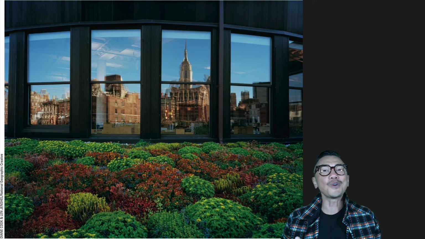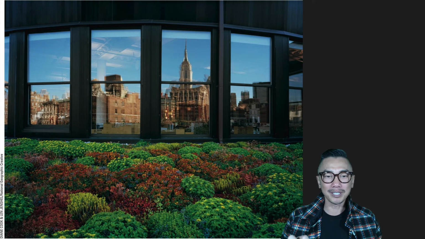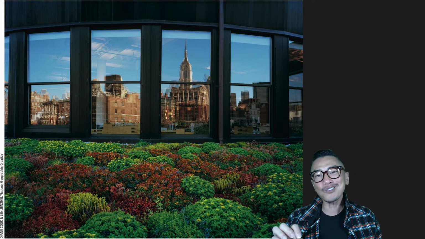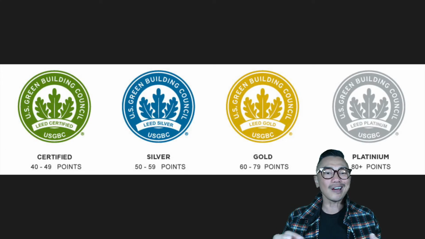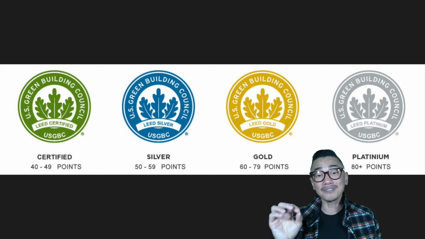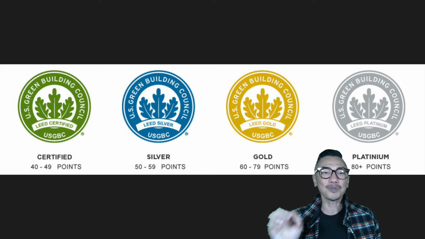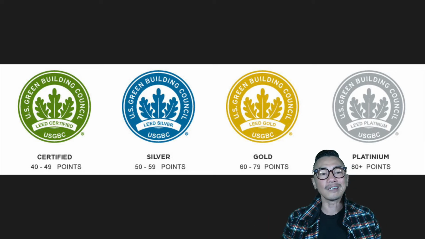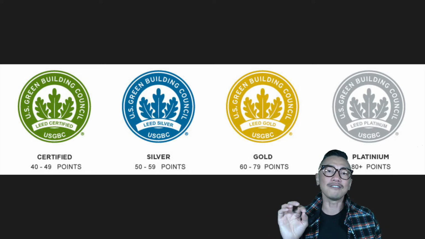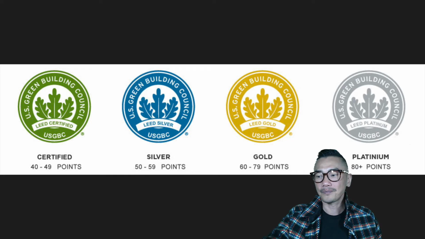This is a photo of a green roof in New York City. You can see a reflection of the Empire State Building in the window, whose energy costs were cut by 38% after a 2011 green retrofit. This diagram shows the different levels of LEED certification a building can receive based on the number of points it gets for creating healthy spaces that save money and resources.